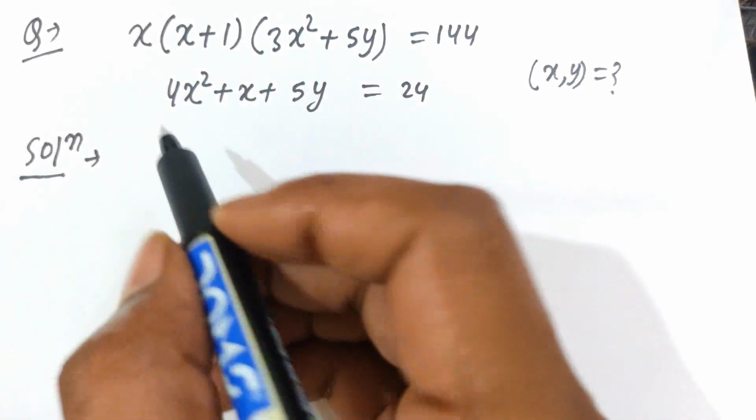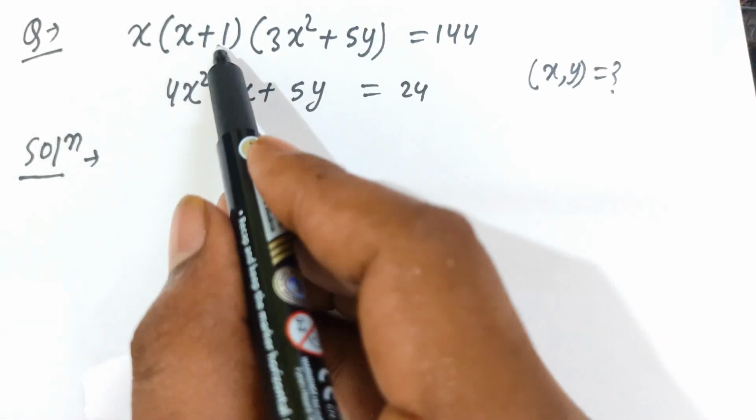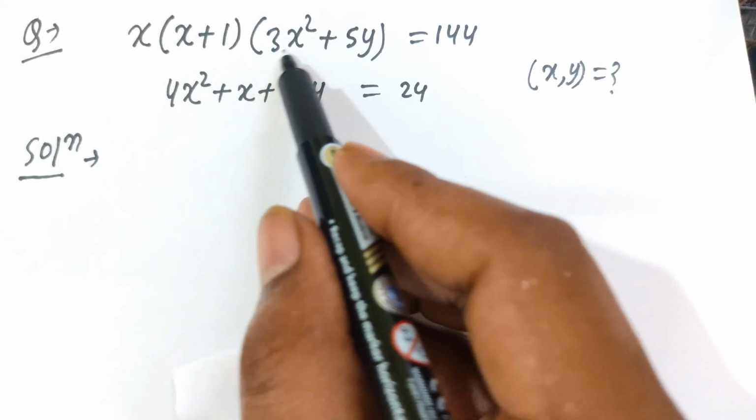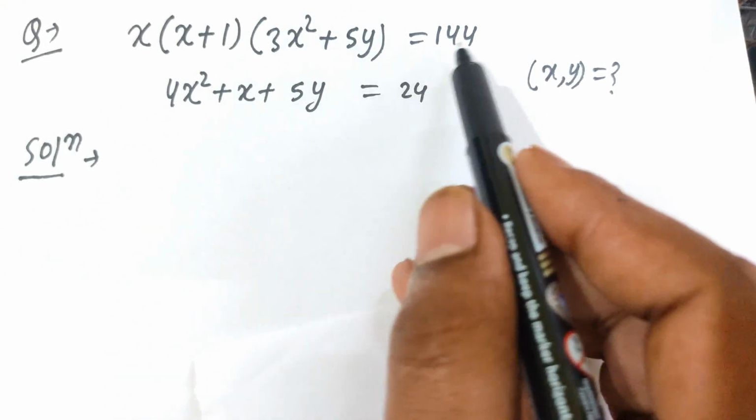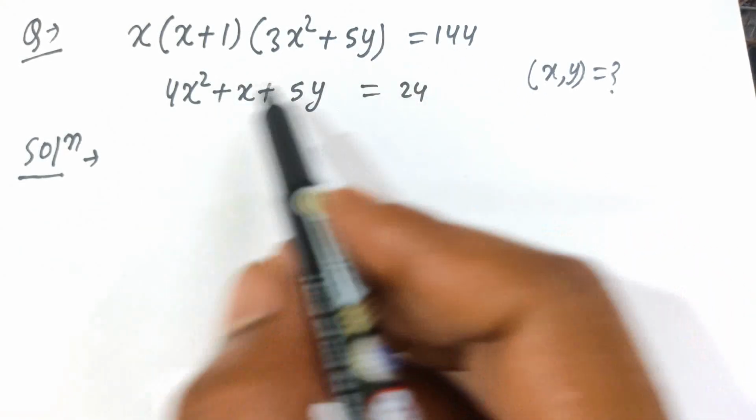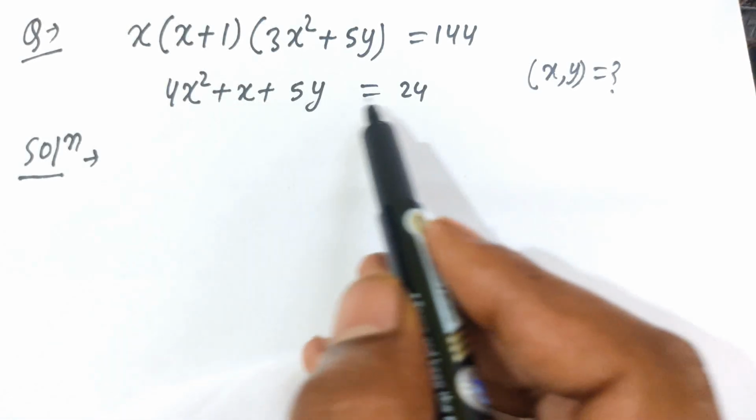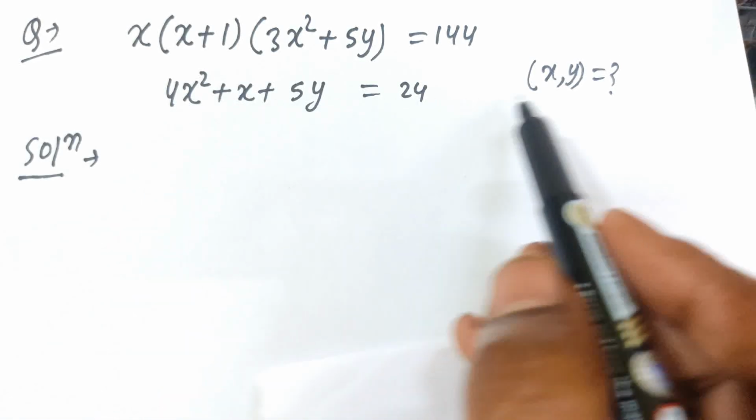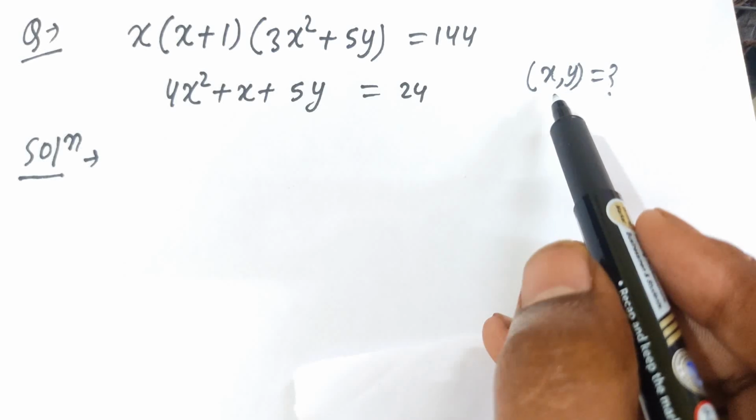हेलो स्टूडेंट्स, तो आज का हमारा क्वेश्चन है x multiplied by (x plus 1) multiplied by 3 times x square plus 5 times y, this is equals to 144 and 4 times x square plus x plus 5 times y, this is equals to 24 and we will find out the value of x and y.